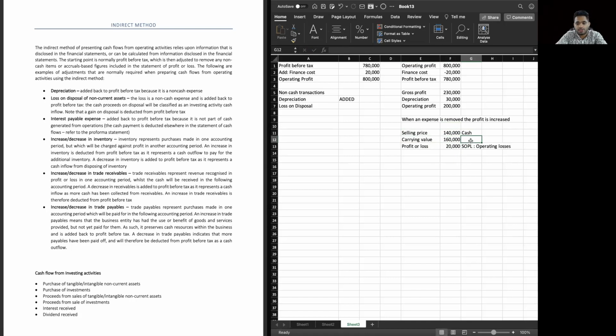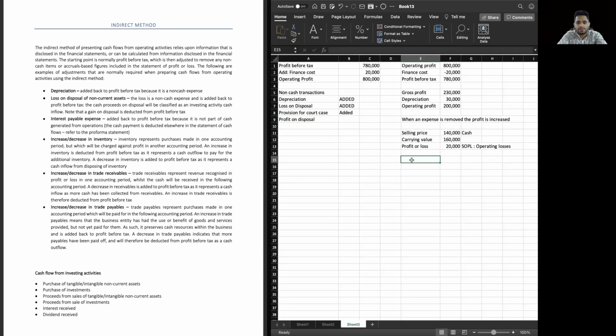So I'll be removing this loss on disposal. The loss on disposal is an expense, so when you remove an expense, your profit is going to increase. So the loss on disposal would get added. The next you could see is a provision for court case. A provision for court case is also an expense, so it is a non-cash item. When you remove a non-cash expense, your profit is going to increase. So you add it.